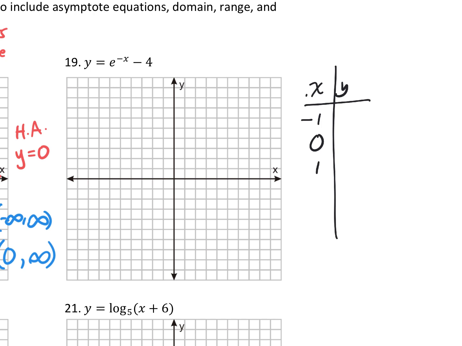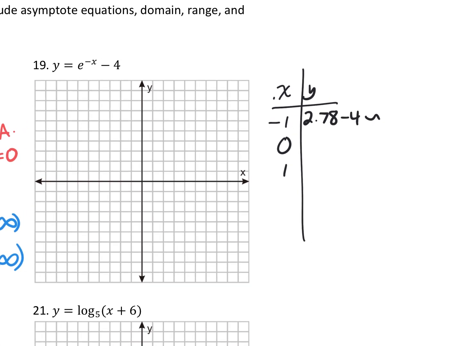Let's see what happens. When I plug in negative 1, I end up with e to the first power. That's about 2.78 minus 4. We're going to use approximation here, but what we'll end up with is about negative 1.22. Understanding that when it comes to graphs, being exact isn't quite as critical as if we're solving an equation, right? Because there's always some amount of approximation happening. If I were to raise e to the 0 power, I'd have 1 minus 4. So I'd get negative 3 there.